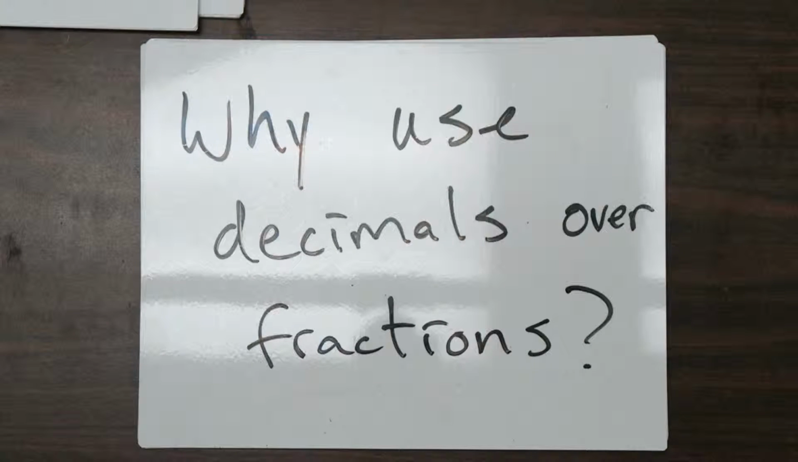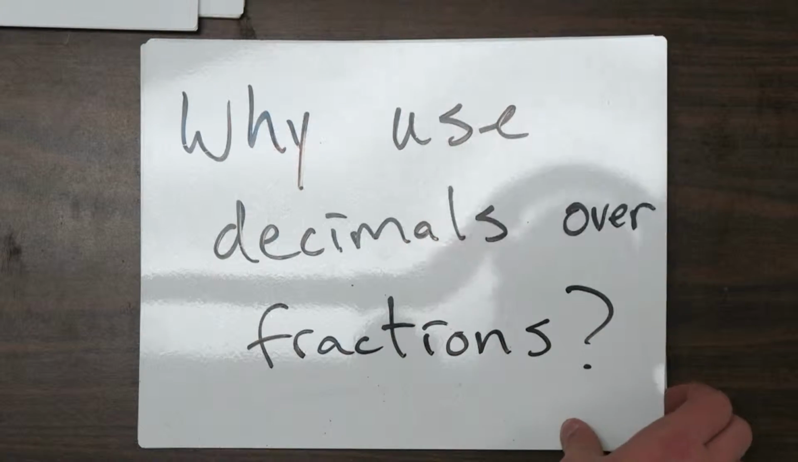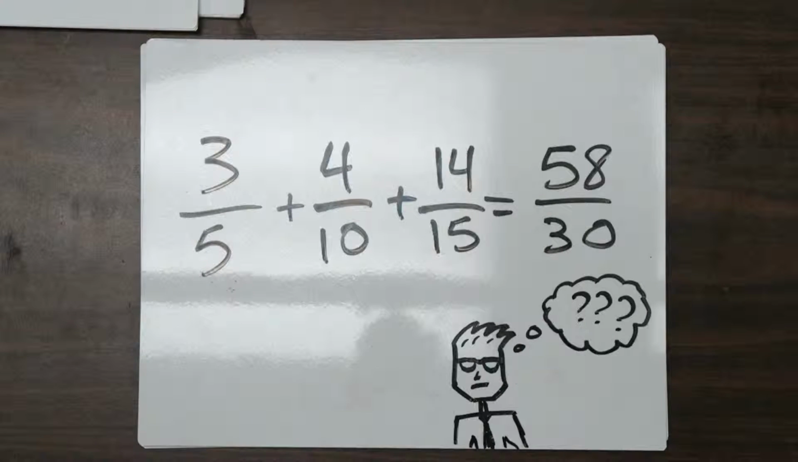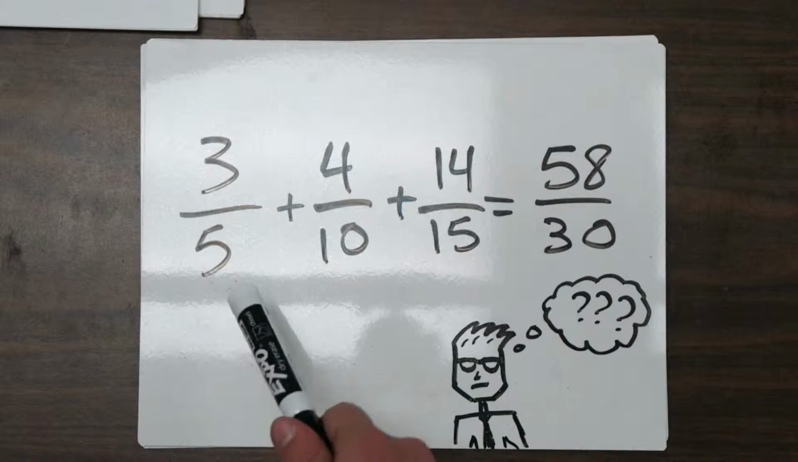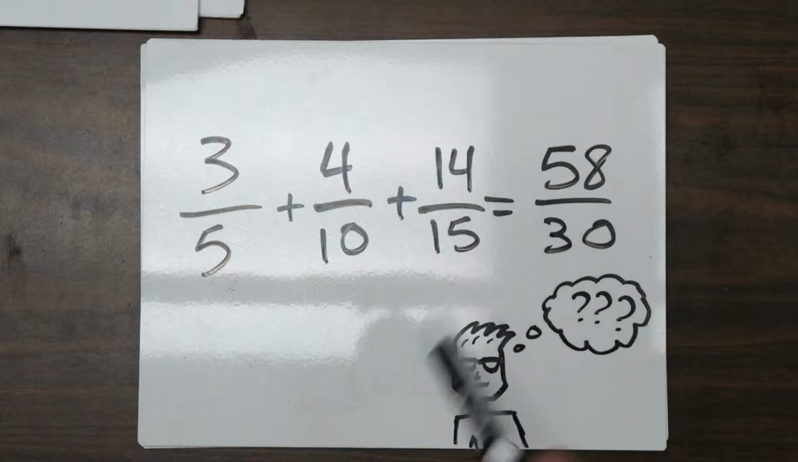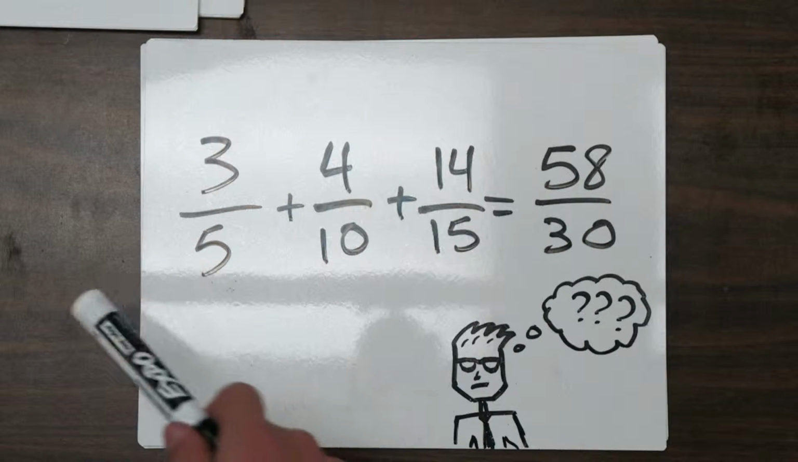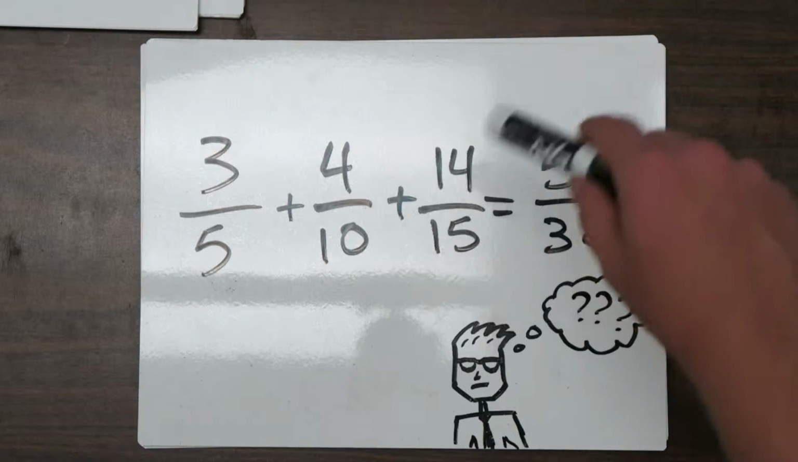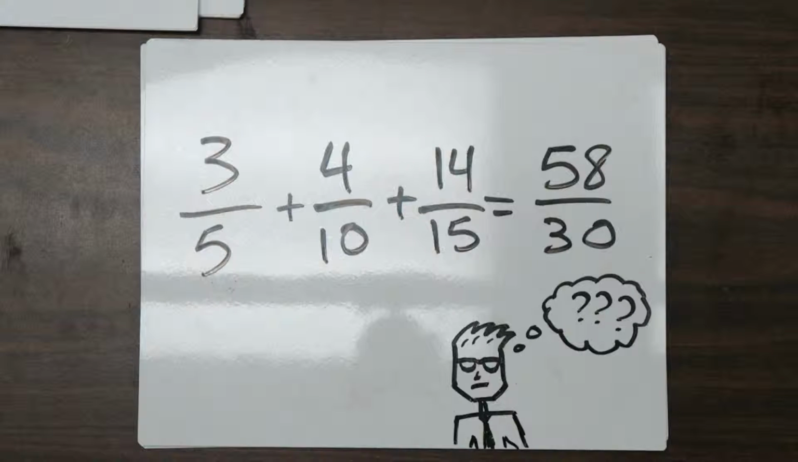So here's the question though. Why would we ever use decimals over fractions, other than just that we hate fractions? Well, there actually is a practical application for using decimals over fractions. Let's take a look at an example. Let's say I have this equation here, 3/5 plus 4/10 plus 14/15. If I actually solve it out, I would end up with the answer 58/30.